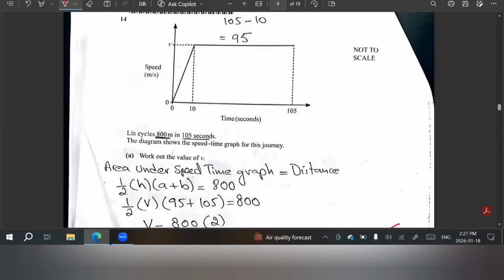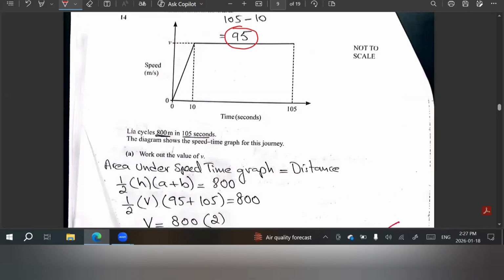So first of all, let me tell you, this is one parallel side that is 105, but this parallel side will be 105 minus 10, so it will be 95. Okay, the height of the trapezium is V, and the area of the trapezium is equal to 1 by 2 into the height into the sum of parallel sides. And we already know this is equal to 800 meters.